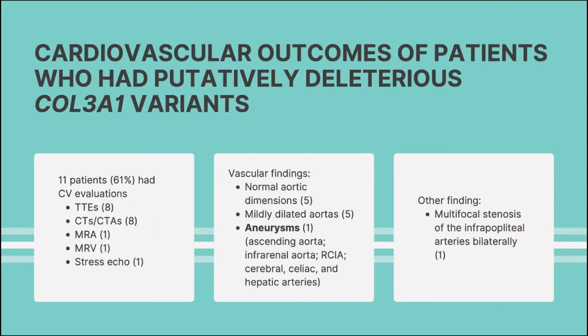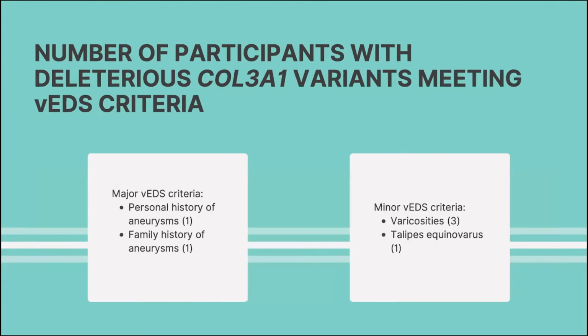Looking at the cardiovascular evaluations, 11 of the patients had these evaluations, showing 5 with normal aortic dimensions, 5 with mildly dilated thoracic aortas, and 1 with several aneurysms in the aorta and its branches. The only other potentially relevant vascular finding was 1 patient with bilateral infrapopliteal artery stenosis. For the major VEDS criteria, 1 individual had a personal history of aneurysms and 1 individual had a family history of aneurysms. For the minor criteria, 3 people were noted to have varicosities and 1 was noted to have talipes equinovarus.